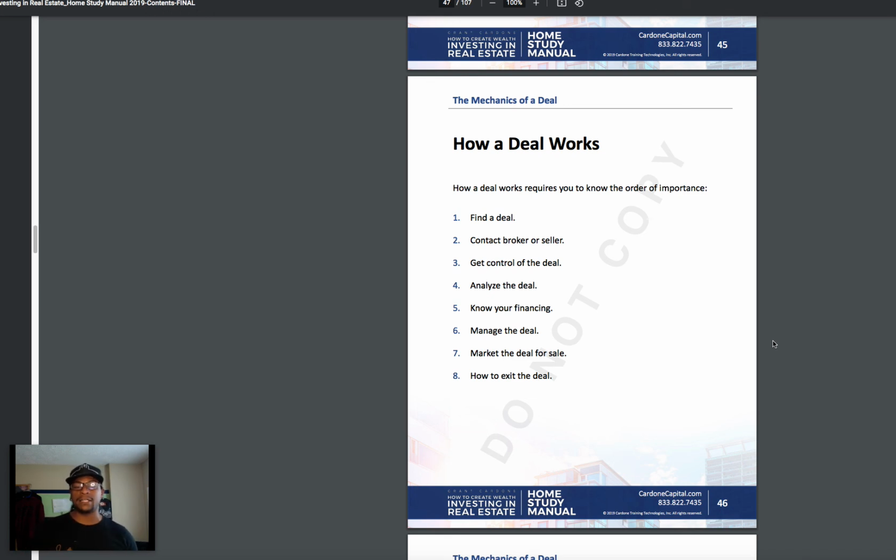You've got to find the deal. Definitely contact the broker or the seller. You get control of the deal, analyze it, and figure out the financing. Then once you figure out the financing, you've got to manage the deal, market it for sale, and figure out how you're going to exit the deal.